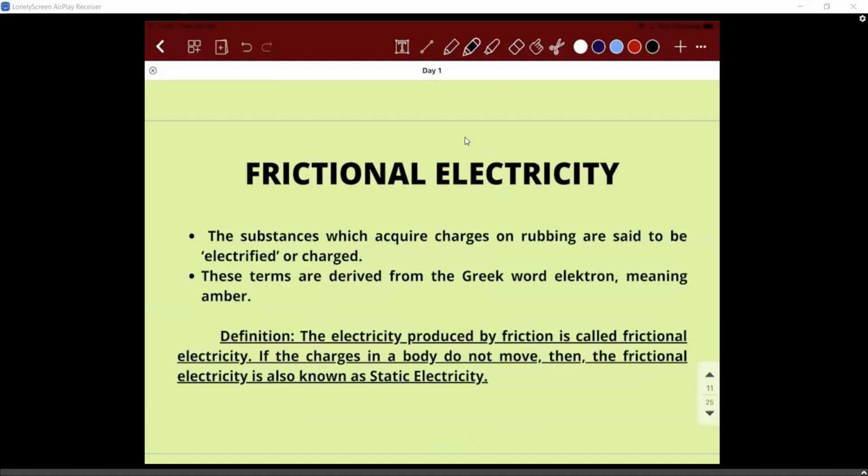So basically, now we are getting into the theory of what is frictional electricity. So please write it down. Friction obviously needs two objects to be in contact. It's a kind of contact force, right? Substances which acquire charges on rubbing are said to be electrified or charged. So these are the different terms we use. Okay.